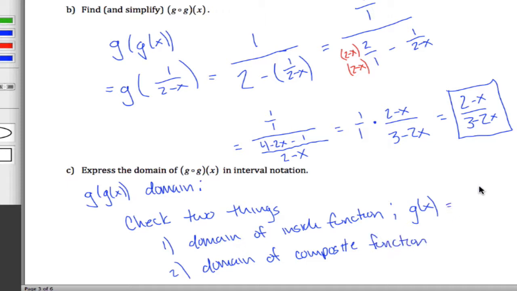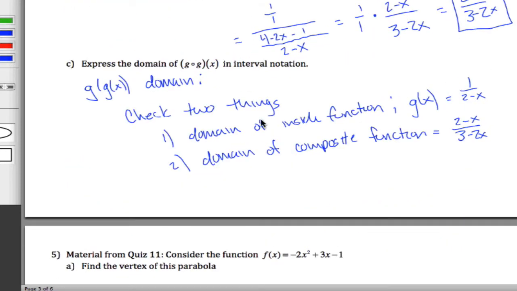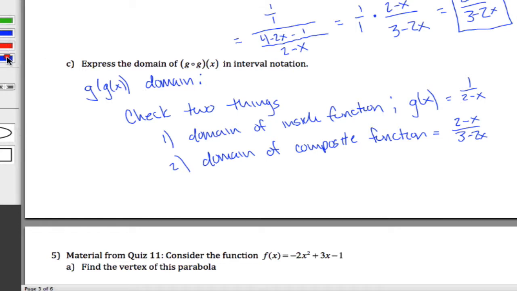So we have to check g of x, which is this 1 over 2 minus x thing, but then also the composite function, which is this 2 minus x over 3 minus 2x. That's why I was so insistent that you simplify up here, because I wanted to look at the domain down here, and you have to have the simplified form to see the domain. What do you mean when you have to check two things? Well, what I'm saying is figure out what x's are not in the domain of this thing, and figure out what x's are not in the domain of this thing, and that'll be your domain.